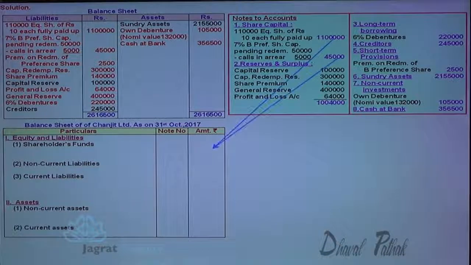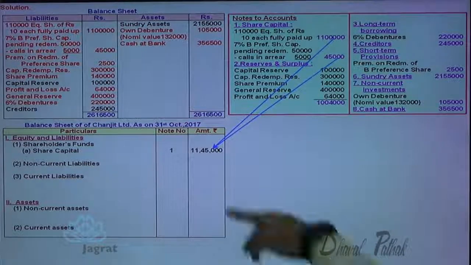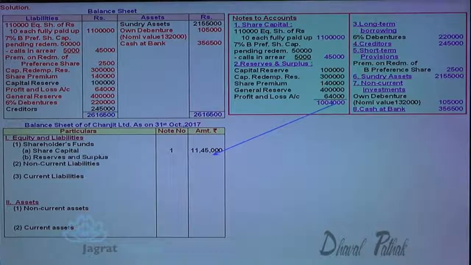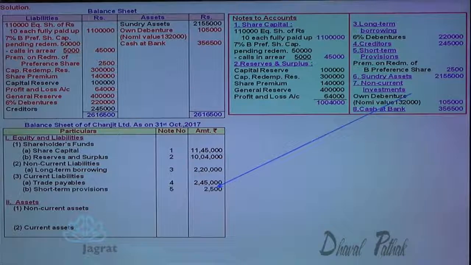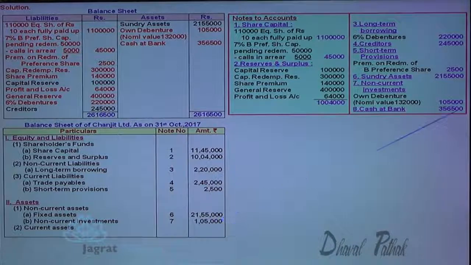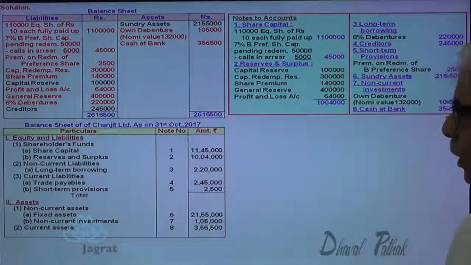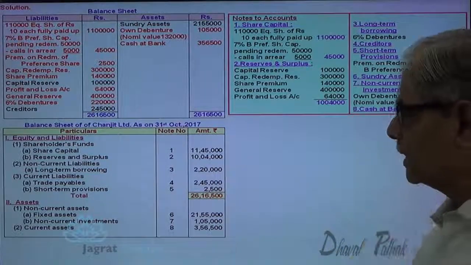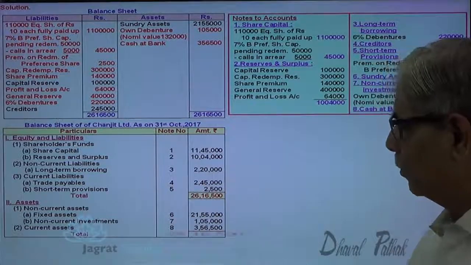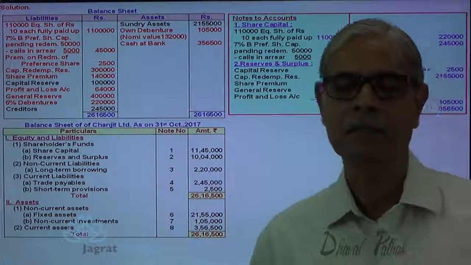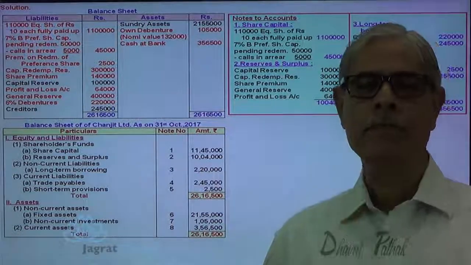Now this is how the balance sheet is prepared. Equity share capital, means share capital, total equity and preference. Reserves and surplus, long-term borrowings, debentures, short-term provisions, trade payables and short-term provisions, fixed assets, non-current investment, and this is cash and current assets, cash and cash equivalent. Now I have a total of this balance sheet, 26 lakhs 16,500. Here also it should be 26 lakhs 16,500.